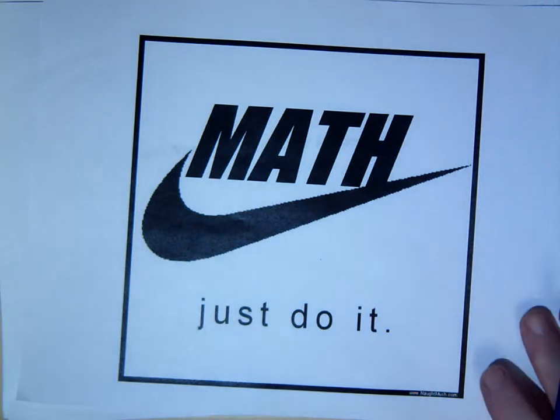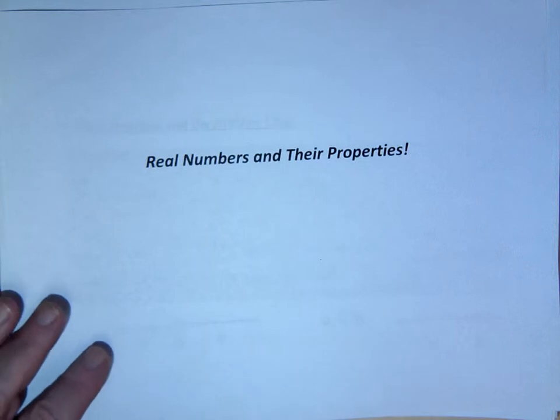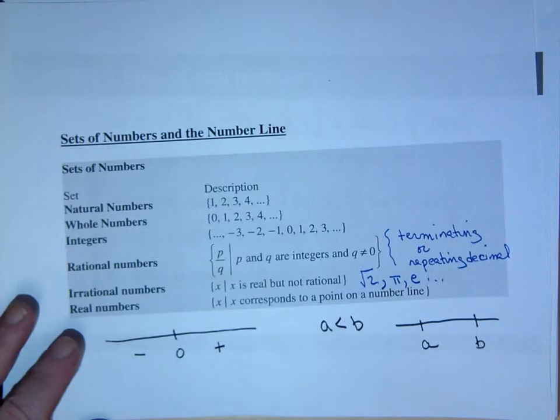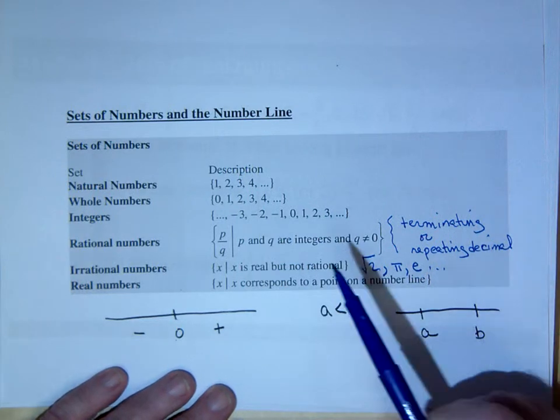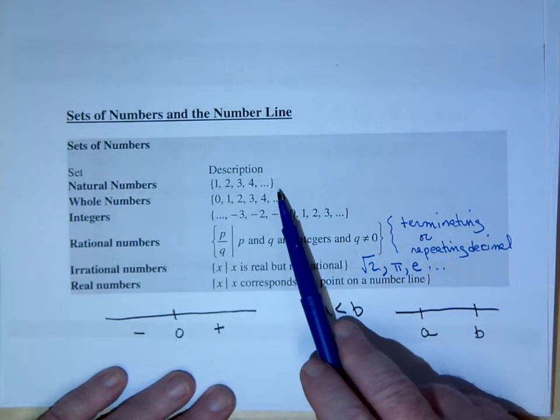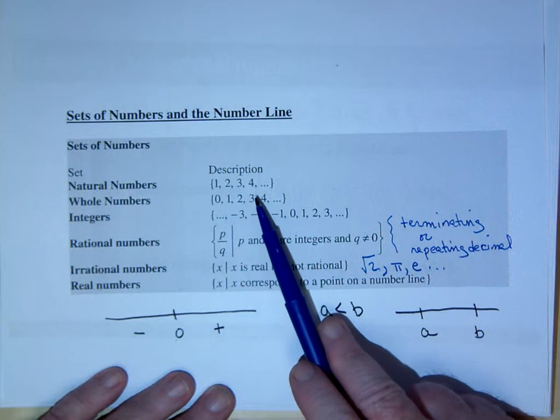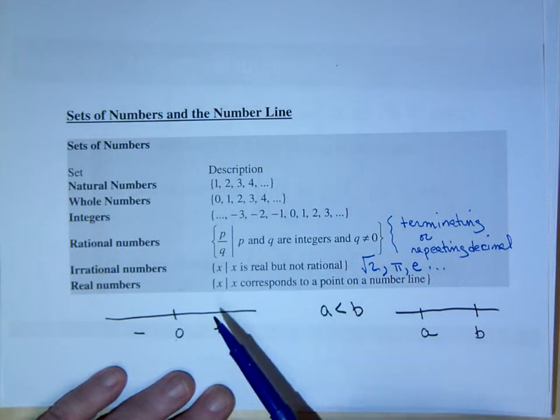So let's do some math. Today's topic is real numbers and their properties. These are some of the sets that you should know about. The natural numbers are also called the counting numbers. It's 1, 2, 3, 4, ... It goes on and on and on.